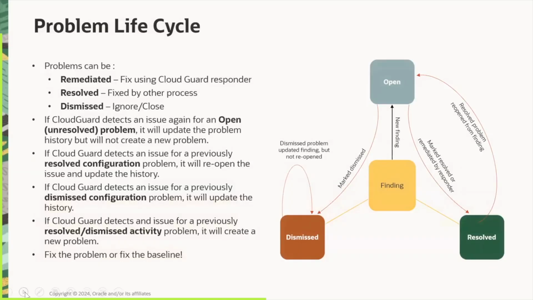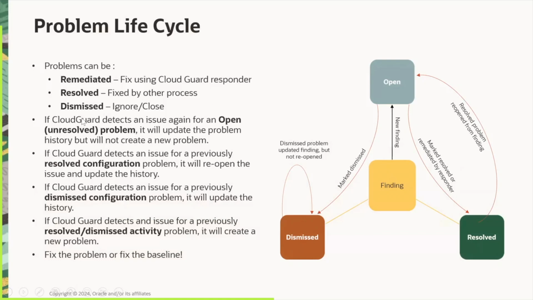Similarly, we also have the problem life cycle. Let's say the problem has been identified because you have a detector recipe in place and the detector rule has been triggered. Because of this, the problem has been emitted. So what are the different kinds of problems you can see? The problems can be anything identified from your resource. So how can you fix those problems? You have three options.